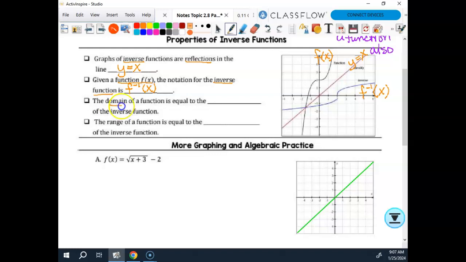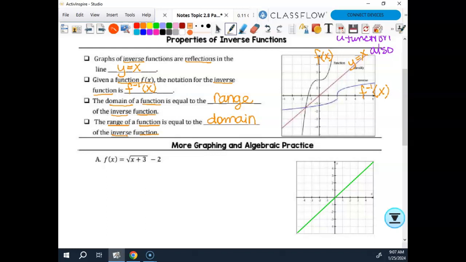And this says the domain of a function is equal to the range of the inverse function. Because if we're going to switch every x and y, then the domain and range also get switched, which was talked about a little bit yesterday, but we're going to look at it a little bit more in depth today. Then the range of a function is equal to the domain of the inverse function. Okay? So if all the x's and y's switch, domain and range switch as well. Everybody okay with that?